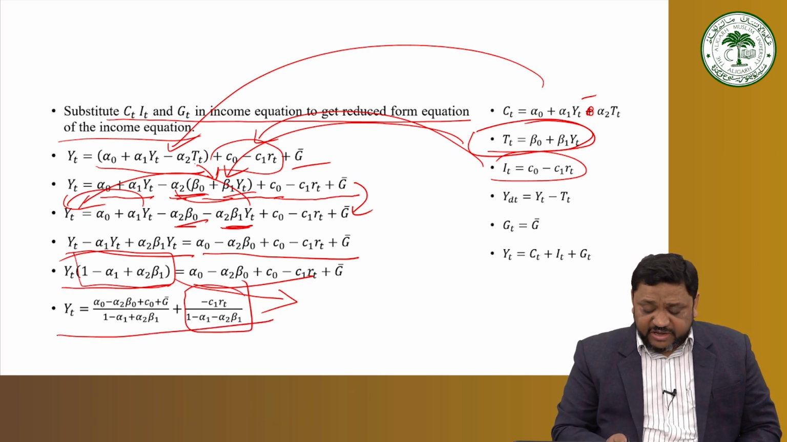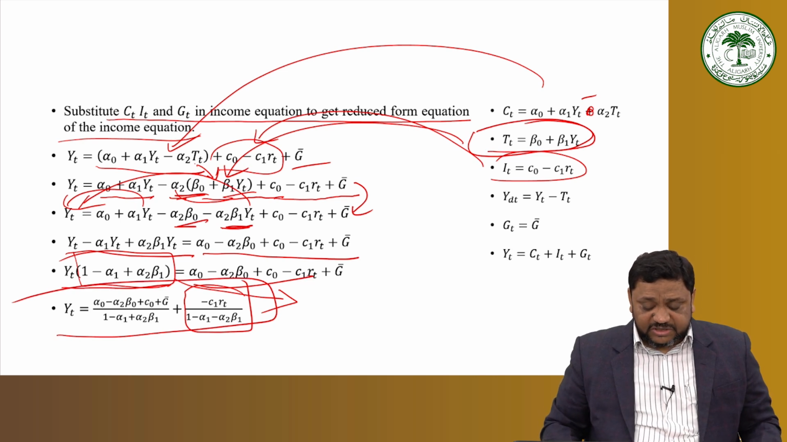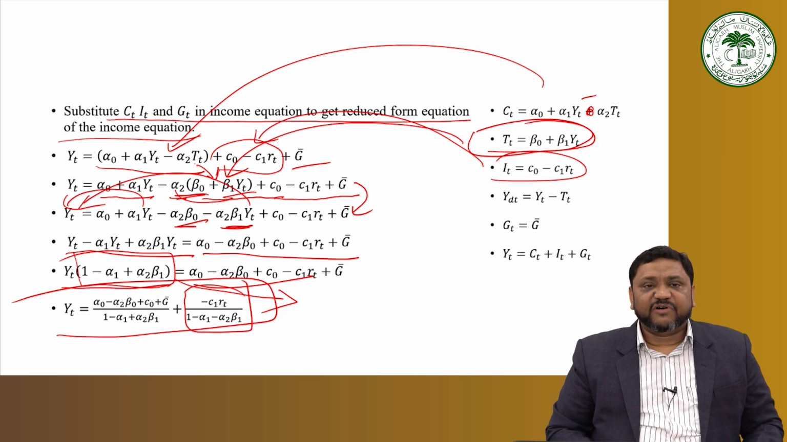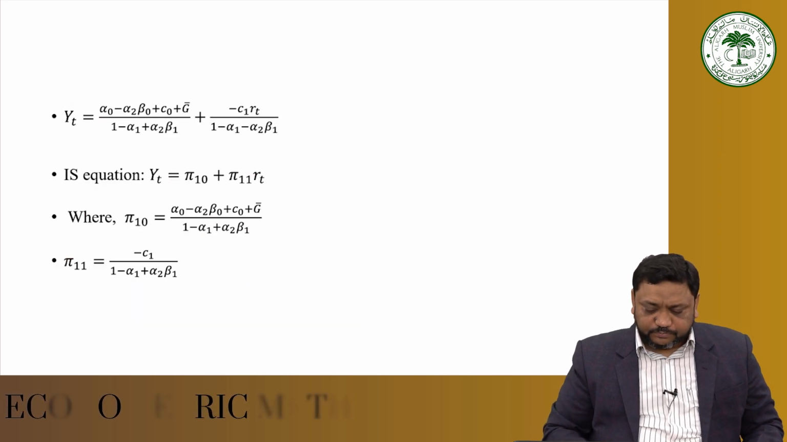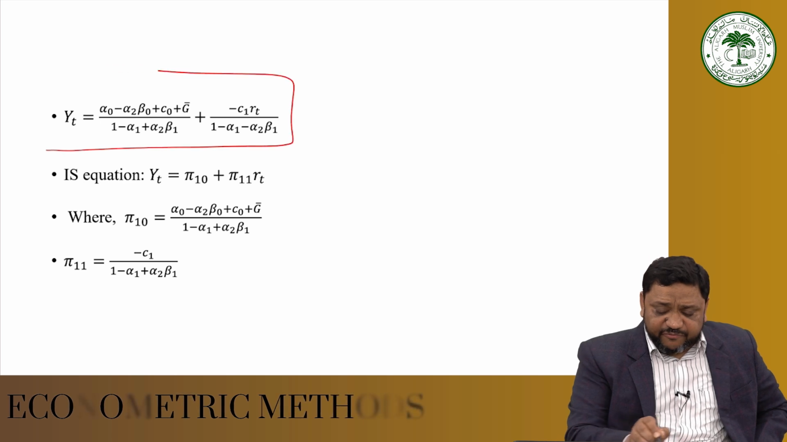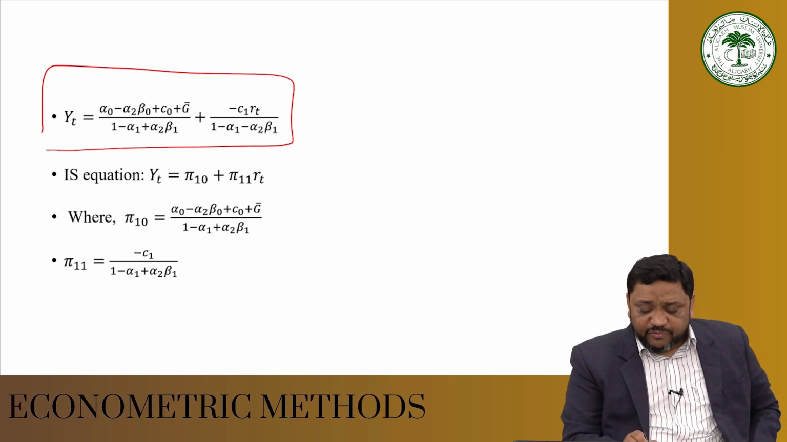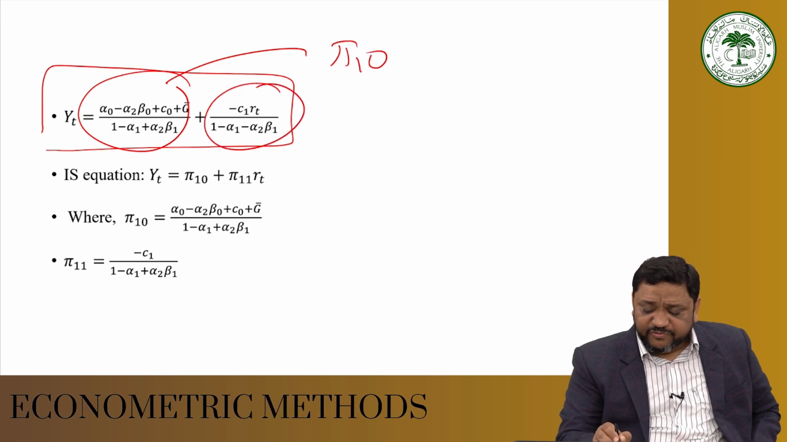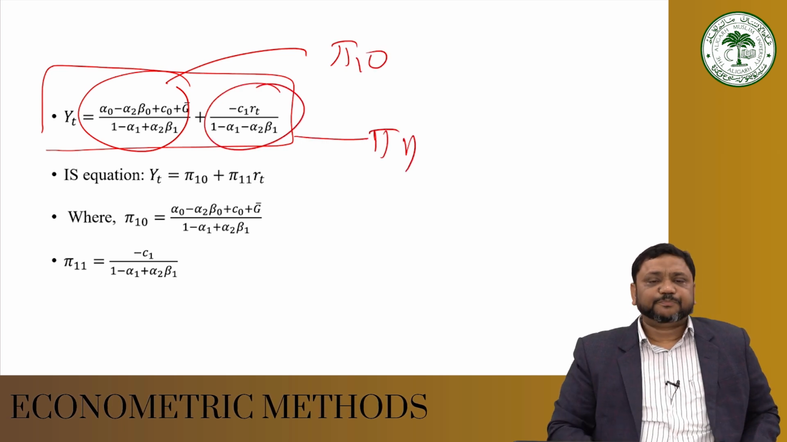So now my final equation is Yt is equal to alpha naught minus alpha 2 B naught plus C naught plus G bar divided by 1 minus alpha 1 plus alpha 2 beta 1, plus minus C1 RT divided by 1 minus alpha 1 minus alpha 2 B1. So this is my reduced form model of the income. Now this is my Yt, and this term I denote as pi 1 0 and this term we denote as pi 1 1.